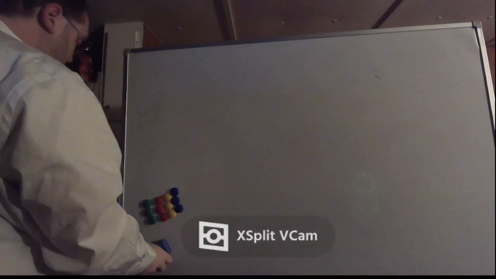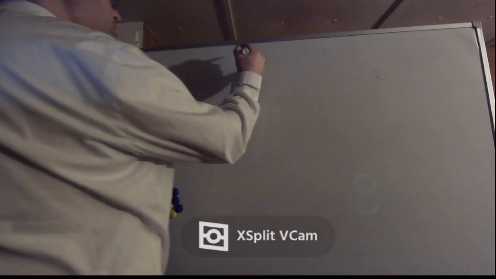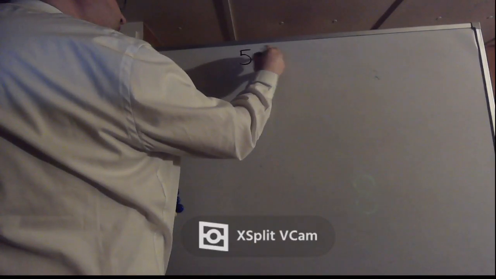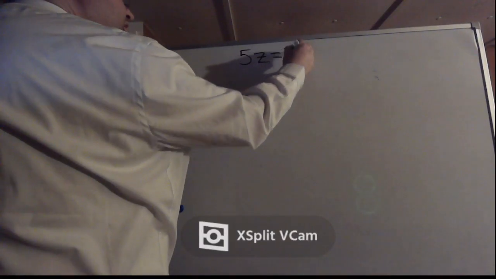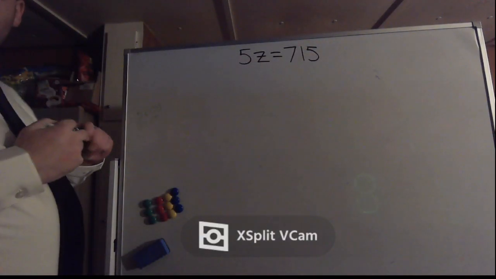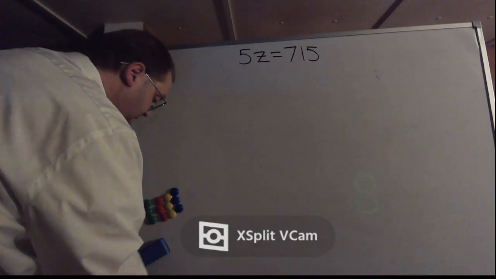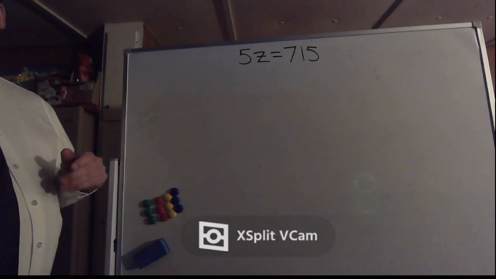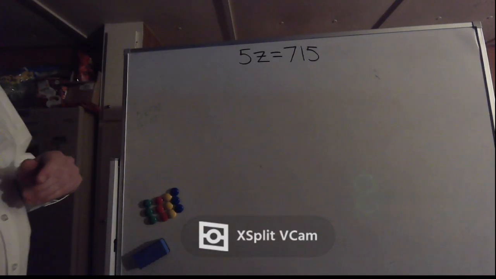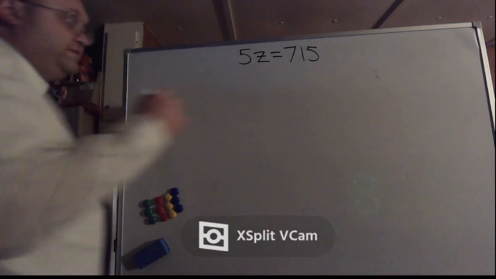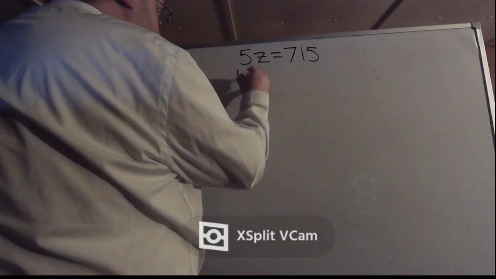Okay, 2 more problems. We have 5z equals 715. Alright, so again, we have that 5z. We need to get z by itself. We need to get rid of that 5 in front of it. How do we do that? Since it's times 5, we need to divide by 5. You do the opposite operation.